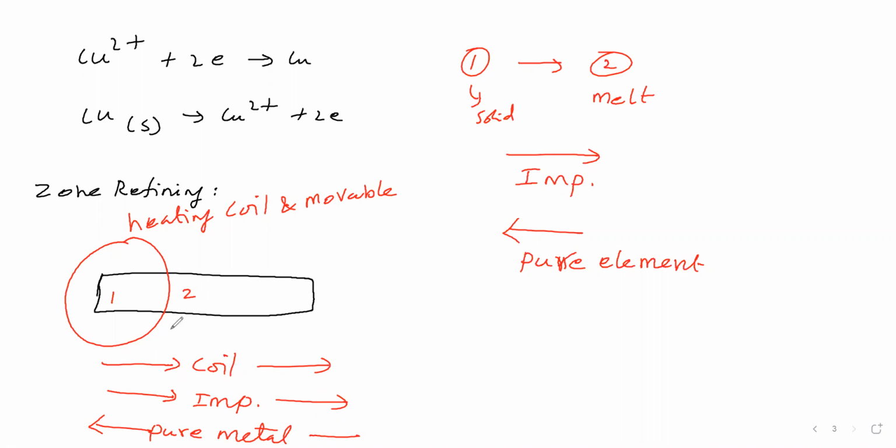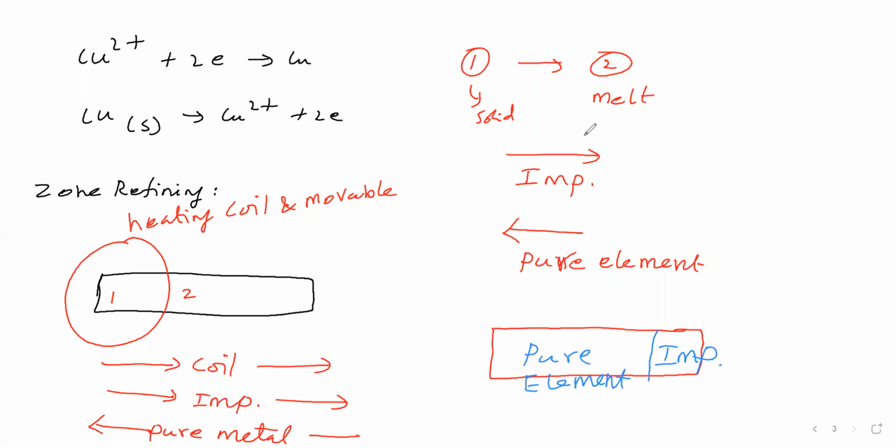Therefore, on repeating the process like this, at last this end will hold the impurity. We can bring all the impurities to the end. This part is the pure element. Like this we can make it.